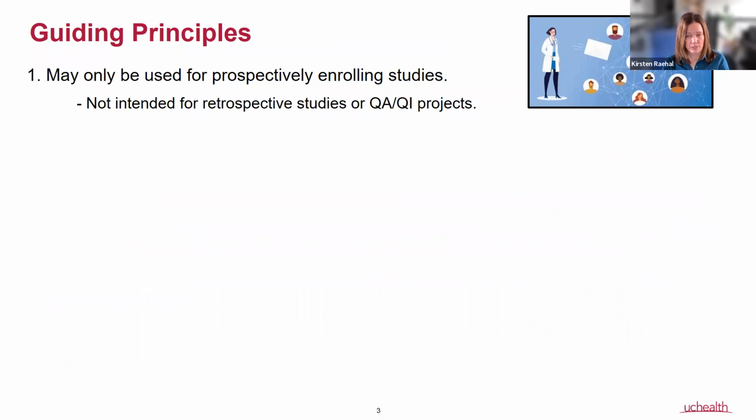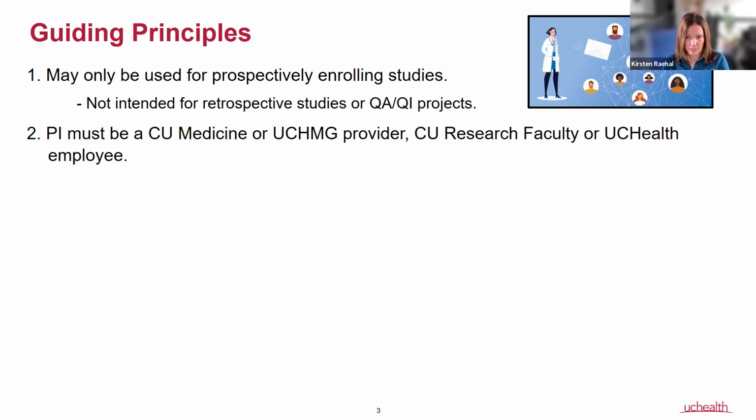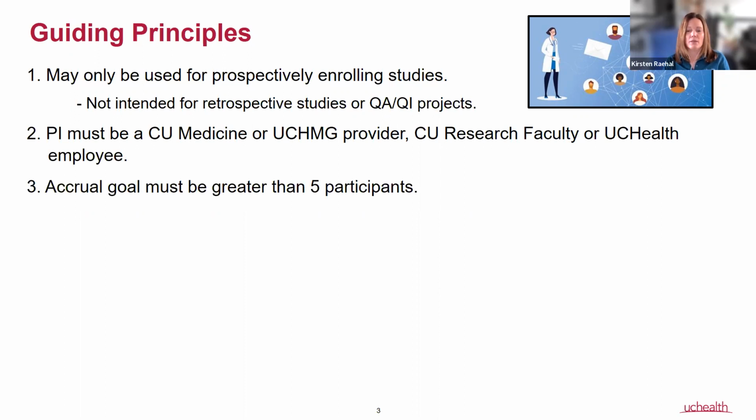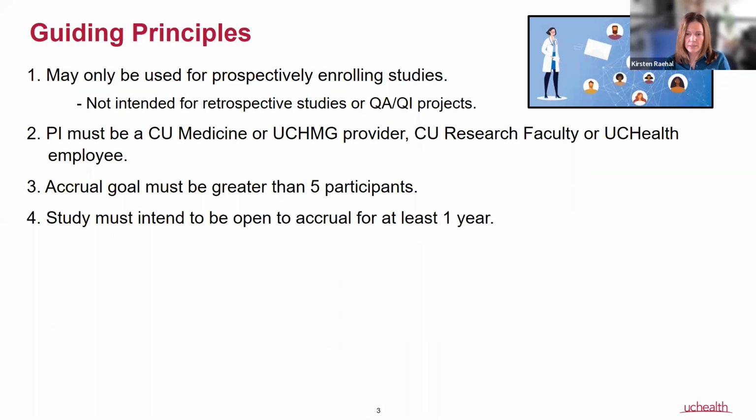We have some guiding principles that provide guidance as to what is required in order to use our Recruit tools. The first one is that they may only be used for prospectively enrolling studies. So it's not intended for retrospective studies or QA or QI projects. The PI of the study must be a CU Medicine or UCHMG provider, CU research faculty, or a UCHealth employee. The accrual goal for the study must be greater than five participants. The study must intend to be open to accrual for at least 1 year.